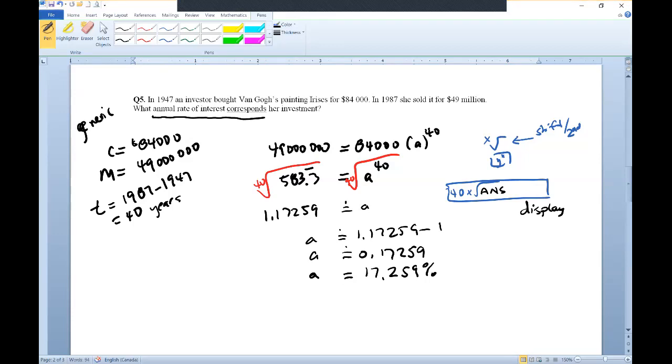Okay, so this question 5 is really checking to make sure you actually understand how to use your calculator and understand our radicals, right? Our root functions.